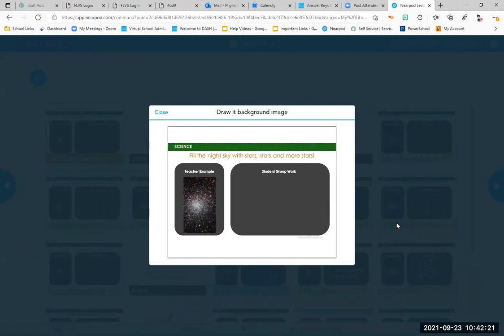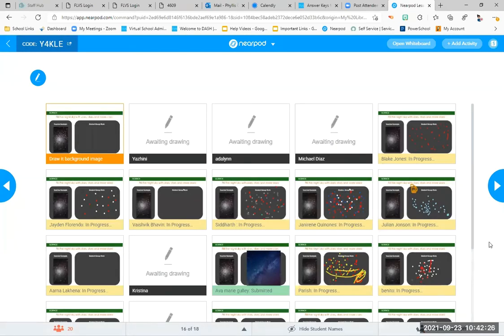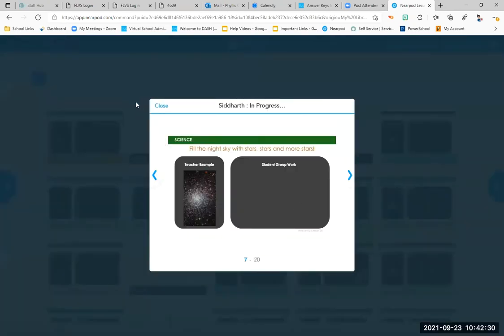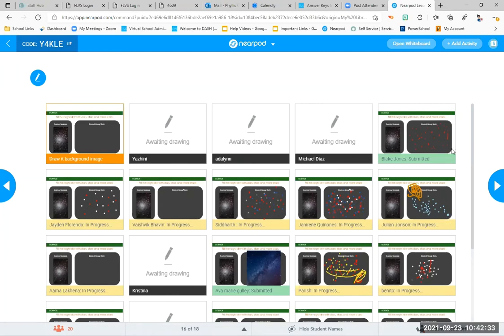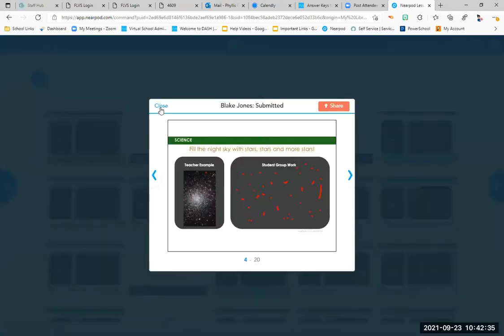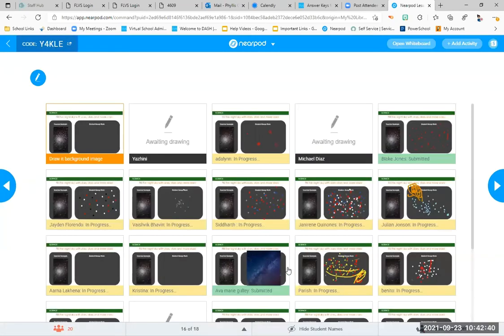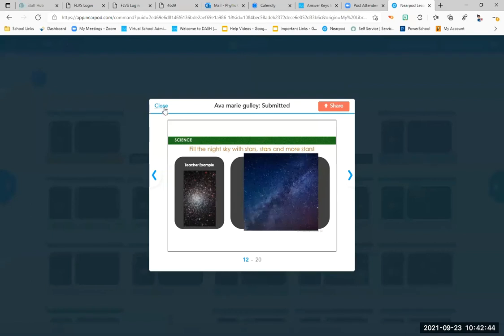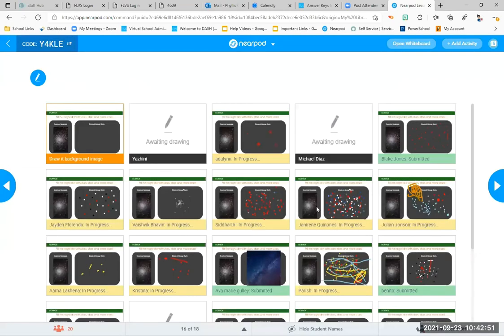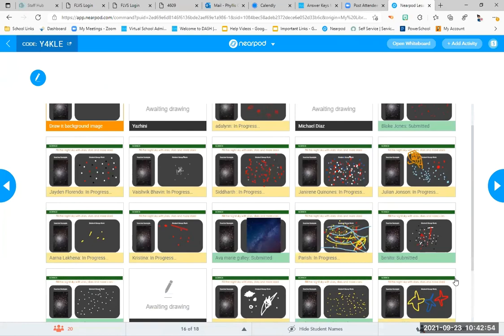So I'm going to stop and look to see how you are representing the nighttime sky. Oh, wow. Let me see Siddharth. Oh, oops, he's still working. Can't see it yet. Let's look at Blake's. Oh, Blake, that looks great. Look at that. Can you do more? Can you change the color? Oh, look at Ava Marie. You put a picture. I love that. Nice work. And yes, that is a perfect example because it is a real picture of the nighttime sky.